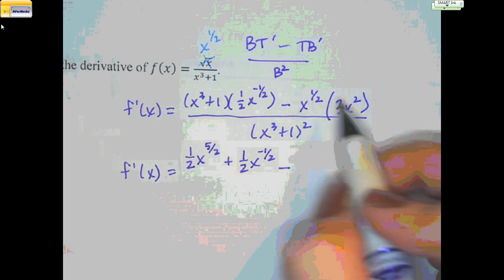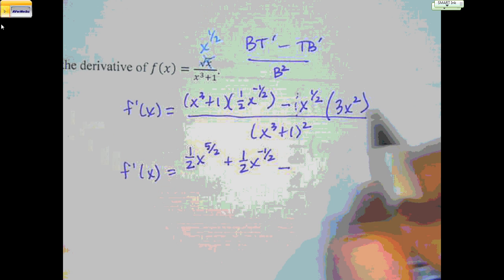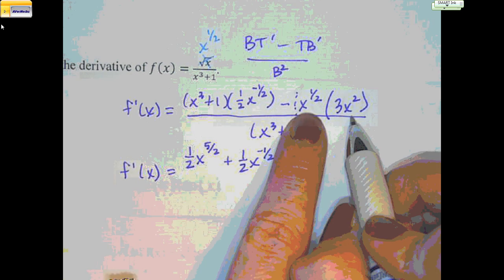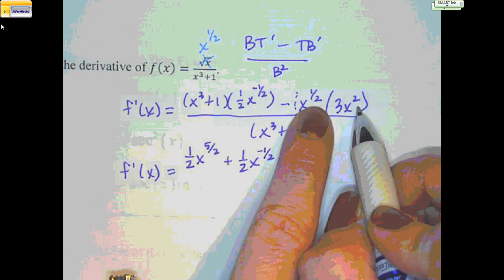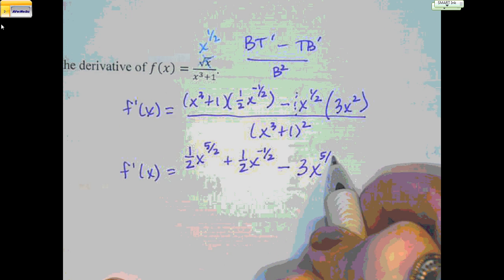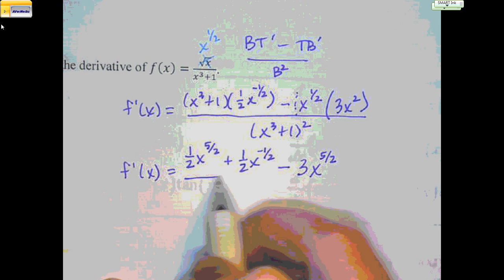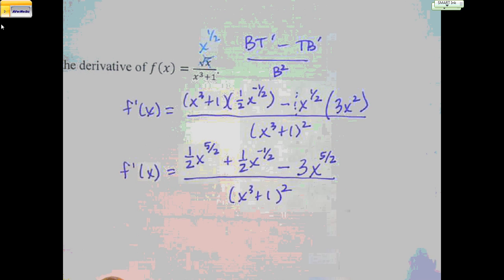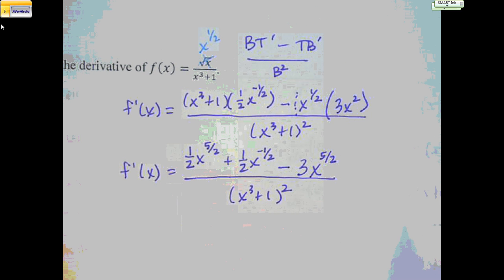Minus, all right, there's a 1 here we can't see. 3 times 1 is 3. You're multiplying and the bases match, so you can add the exponents, and you get 2.5 for the exponent, so 5 halves. All over, and we're going to leave the bottom the way that it is. It's pretty simple as it is. Foiling that out is not really going to help us at all.